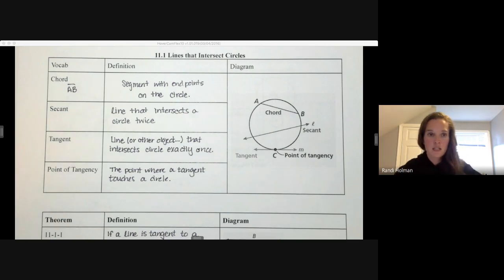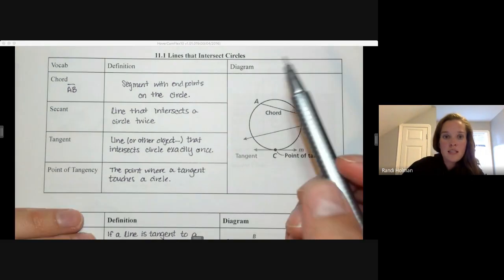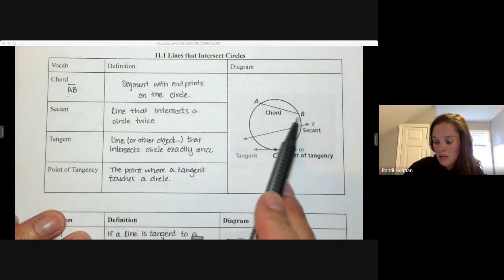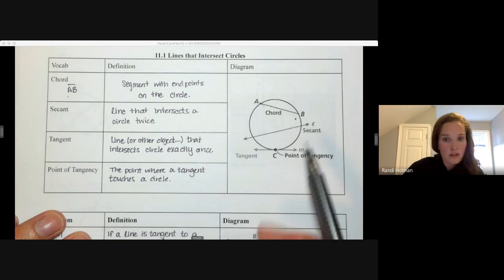So our first is a chord. A chord is any segment that has endpoints on the circle. So segment AB here would be an example of a chord in the circle.